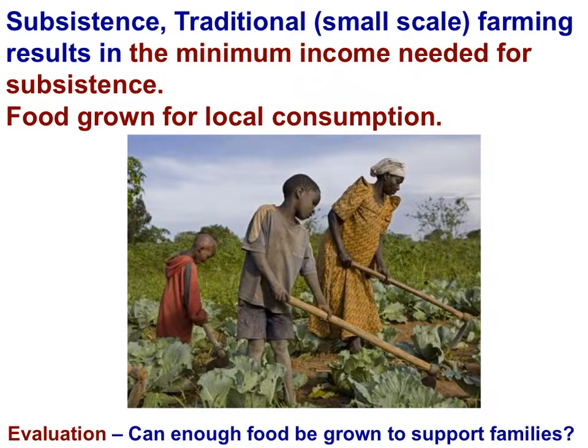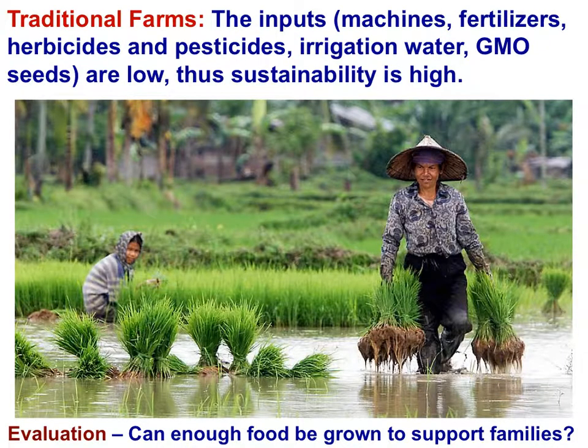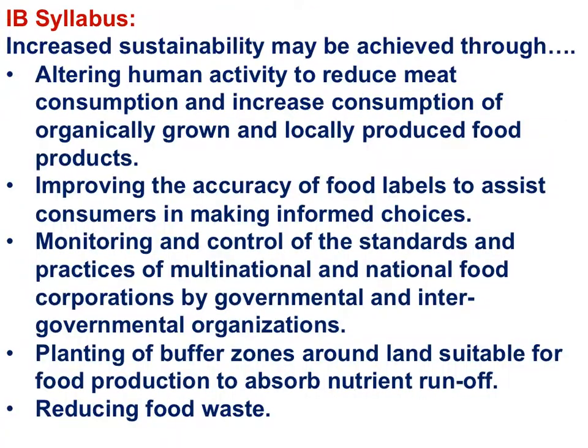Subsistence or traditional farming results in the minimum income needed for subsistence. The food is grown for local consumption. This is sustainable farming for all of the obvious reasons. On traditional farms, the expensive inputs, machines, fertilizers, herbicides, pesticides, irrigation water, GMO seeds, are low. Thus, sustainability is high. So that brings us to this IB syllabus statement, which is really a series of statements.